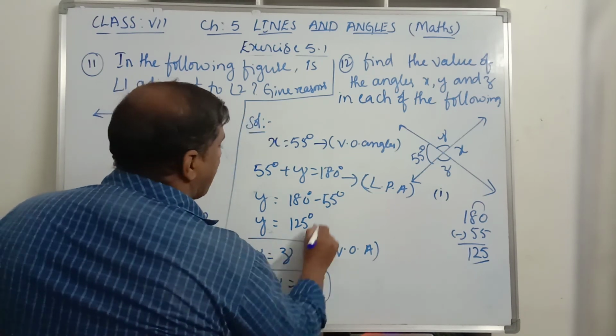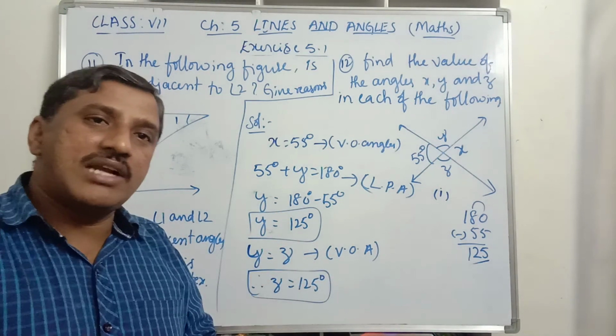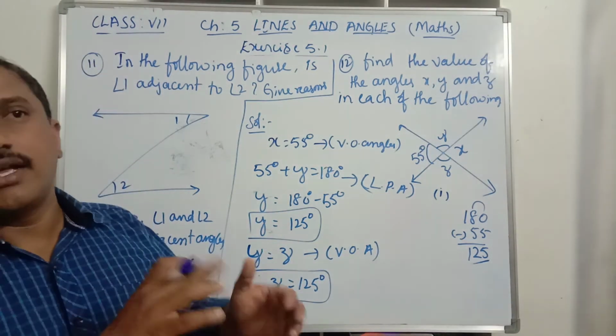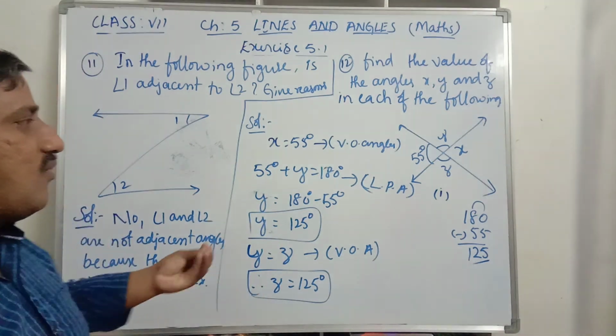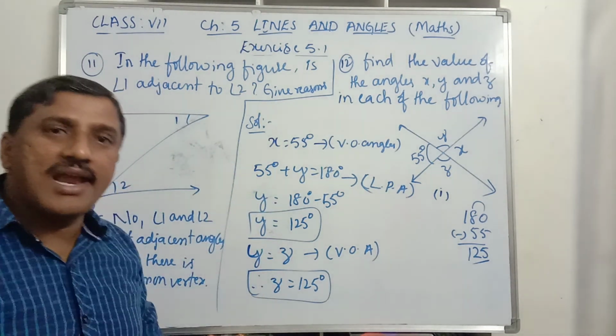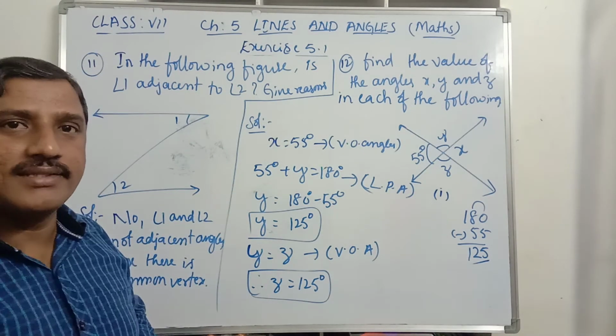So like this we will find the unknown angles by using the concept of vertically opposite angles and linear pair of angles. Sometimes we use complementary angles and supplementary angles, what we studied so far. With that knowledge we will find the unknown angles. Is it clear, children? Yes?